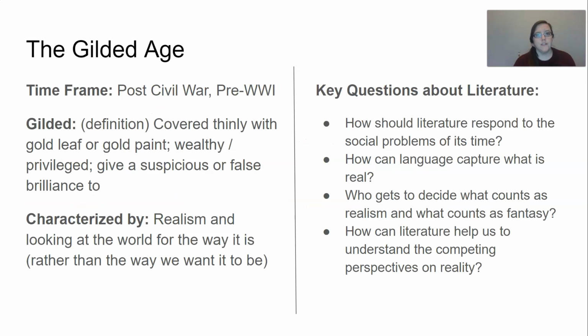The first section that the Norton talks about is this concept of the Gilded Age. I want to clarify what that means and some of the questions that we're going to be thinking about in this unit and some of the questions that our authors are thinking about. As far as time frame goes, we're looking at 1865 through 1914, right after the Civil War and right before World War I.